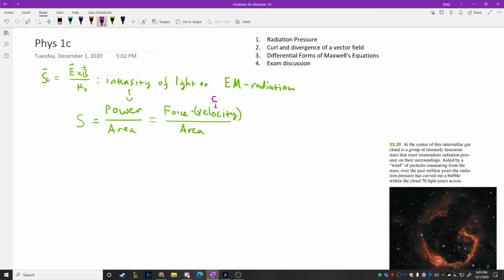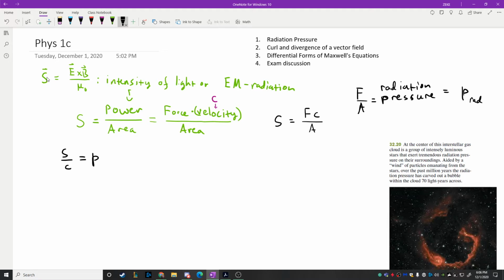That's your velocity. Let's write this in symbols like we normally do. S is equal to force times the speed of light divided by the area. We take the speed of light and divide it to the left-hand side, so S over c is equal to force over area, but force divided by area is pressure. So we're going to call that radiation pressure, and use the symbol P with a little sub rad for that. So S over c is equal to radiation pressure.